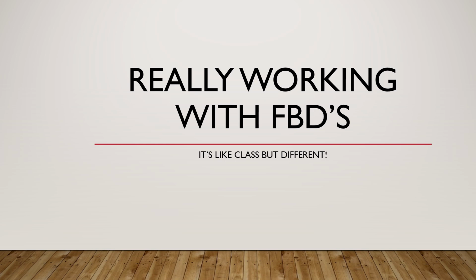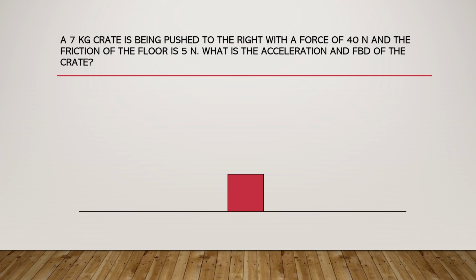Let's do it. Okay, so right here, what we have is a review problem, something that we could have done from the first video. 7 kilogram crate, 7 kg goes in the crate. It's pushed to the right with a force of 40 newtons. So far so good. And the friction of the floor is 5. So if you're pushing it to the right, we know that friction is going to be left.